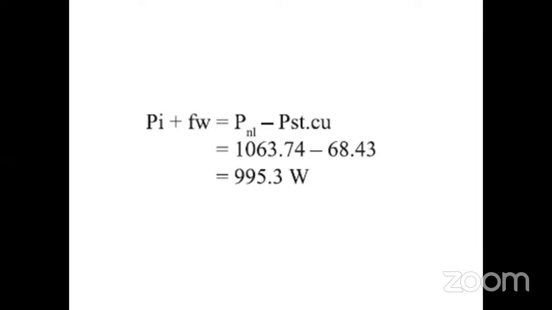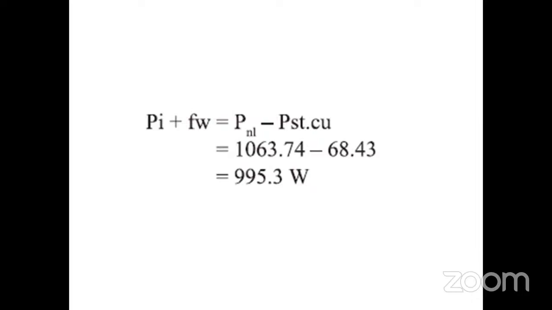The motor draws some current and the power input is for iron loss, that is fixed, and friction and windage loss, that is also fixed. And what is that? Stator copper loss. Okay, sir. All these things come together.